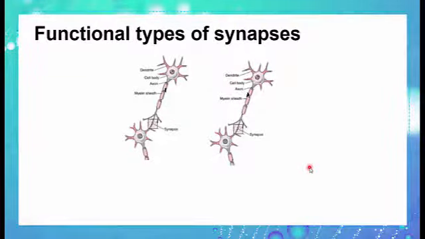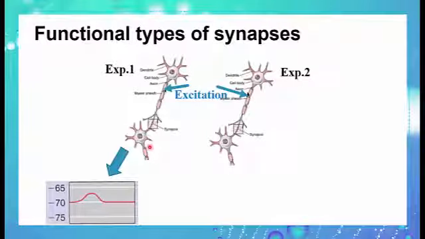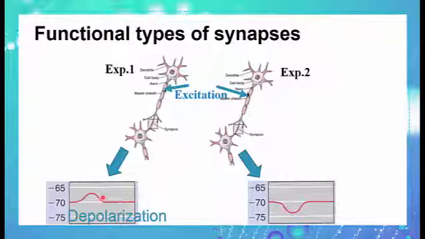So we make two experiments. First, we make the same excitation on both nerve cells. I have first nerve cell and second nerve cell in both experiments. Between them, I have this neuroneuronal synapse because it's between two neurons. Then we record the obtained results. In the first case, we obtain this recording. This recording is called depolarization, while in the second case we obtain this recording which is called hyperpolarization.